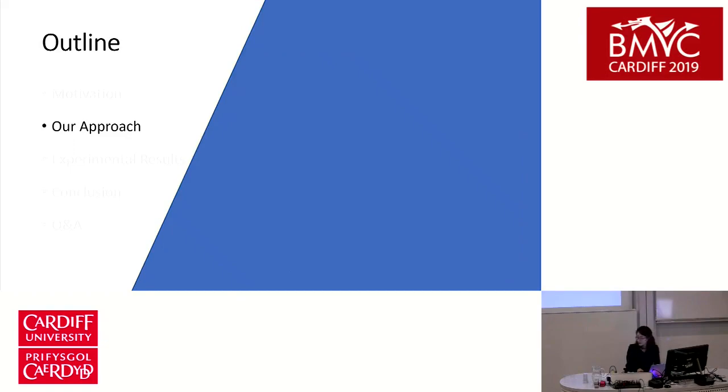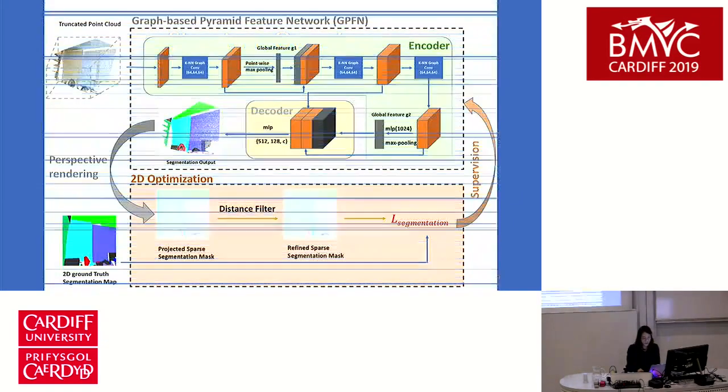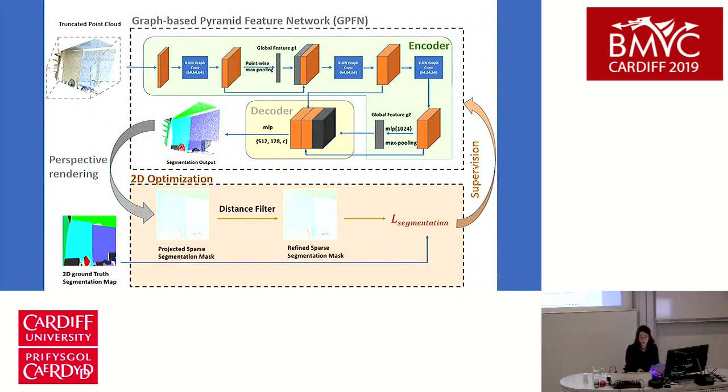Okay, let's go to our approach. Here is the whole structure of our research. It's mainly composed of 2 parts. The first part is the graph-based pyramid feature network. And the second part is the 2D optimization, which is used to optimize the whole pipeline. The input is the truncated point cloud together with the 2D ground truth.